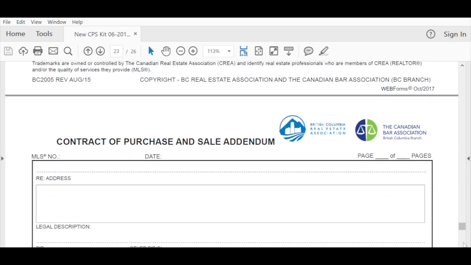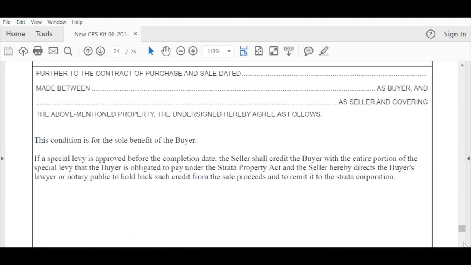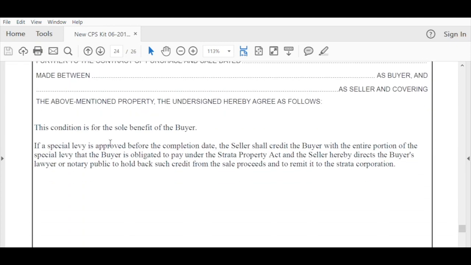Particularly important is you have to put in a special levy. If a special levy is approved before completion date, the seller shall credit the buyer with the entire portion of the special levy that the buyer is obligated to pay under the Strata Property Act, and the seller hereby directs the buyer's lawyer or notary to hold back such credit from the sales proceeds and remit to the Strata Corporation.